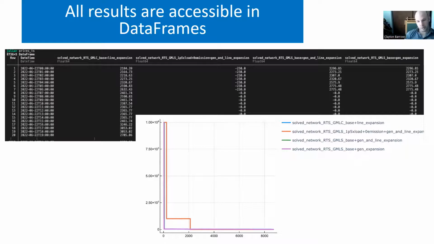And of course, all of this is exported to CSV files or more easily accessible formats. So you could read it into Python as well and do other things. And so I think it's all very accessible and provides a lot of value from the data analytics standpoint. Next slide.